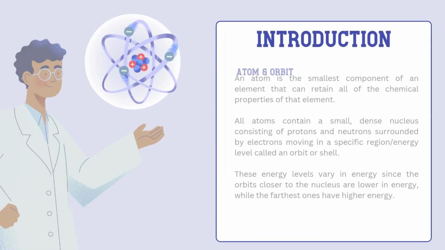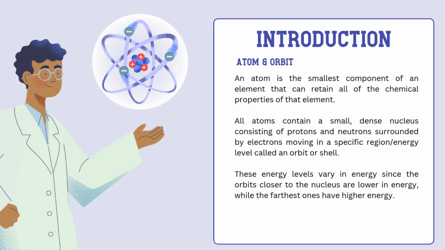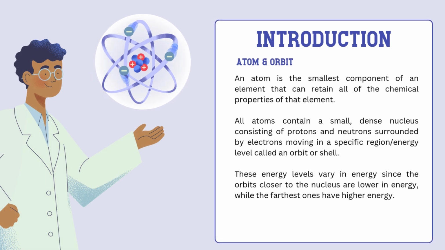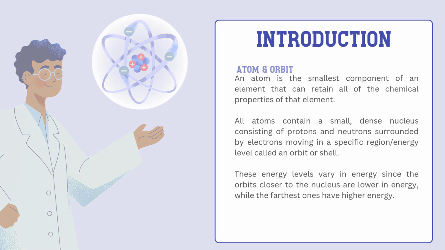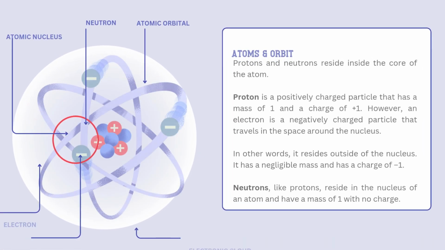An atom is the smallest component of an element that can retain all of the chemical properties of that element. All atoms contain a small, dense nucleus consisting of protons and neutrons surrounded by electrons moving in a specific region, energy level called an orbit or shell. These energy levels vary since the orbits closer to the nucleus are lower in energy, while the farthest ones have higher energy. Protons and neutrons reside inside the core of the atom.